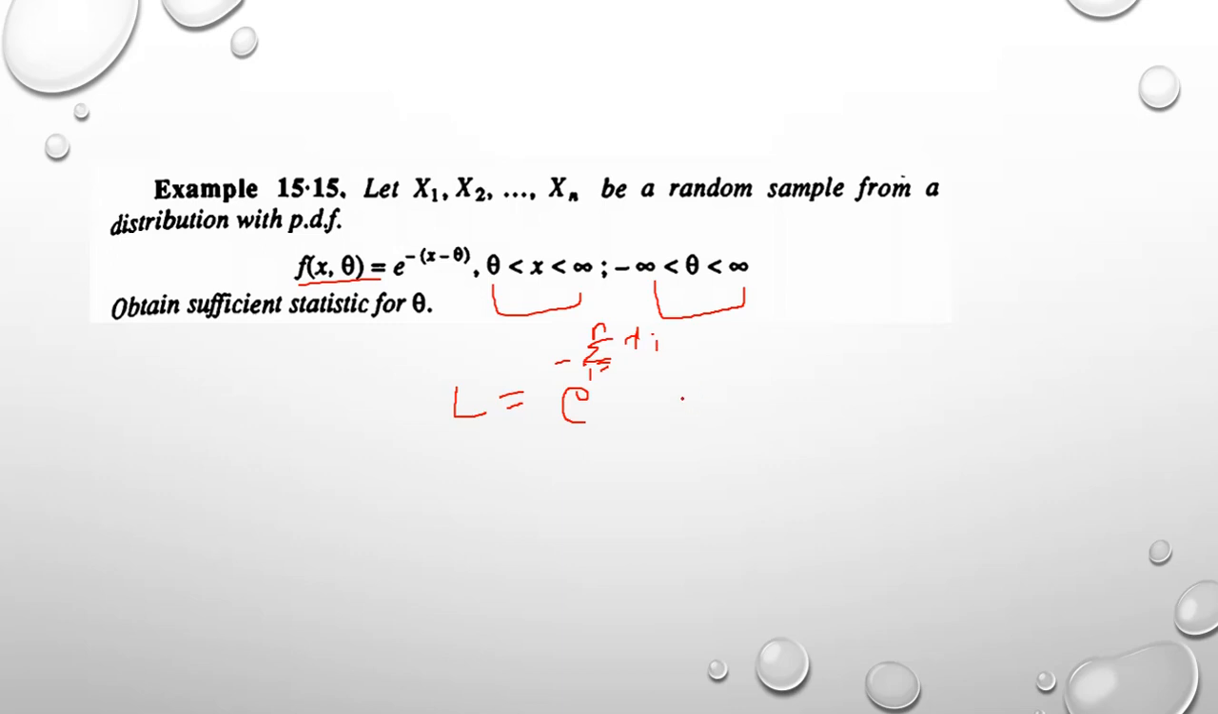Here theta is independent of x, so e power n theta. Here you cannot directly apply the Neyman factorization theorem. Here we use order statistics. When you use the smallest order statistic, that is x1, then you can get the sufficient statistic. For x1, first you need the PDF of x1.